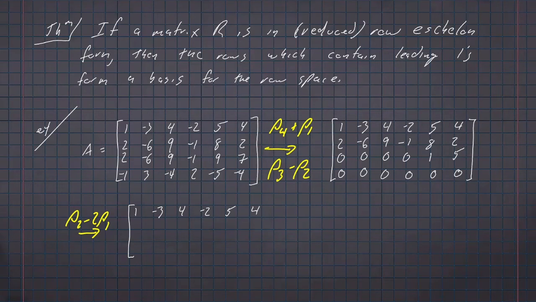Two minus 2 times 1 is 0. -6 minus 2 times -3 is 0. 9 minus 2 times 4 is 1. -1 minus 2 times -2 is 3. 8 minus 2 times 5 is -2. And 4 minus 2 times 4 is -6.